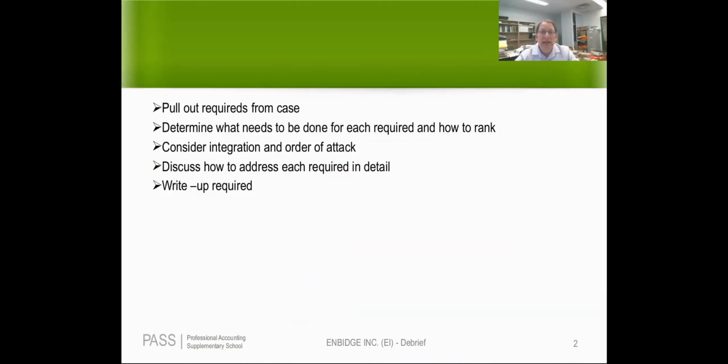Sometimes we take up a case like I did yesterday, where I put the whole plan together, and I go paragraph by paragraph, and you see how the plan is developing. Other times, we pull out the required from the case, we figure out what needs to be done, integration, order of attack, and then we look at each individual required. So this allows me to get into more depth in each required, because going through the whole plan paragraph by paragraph just takes a lot of time.